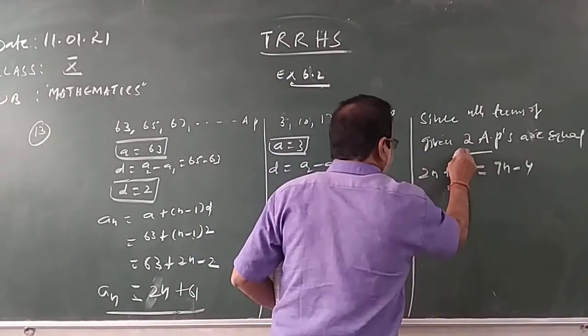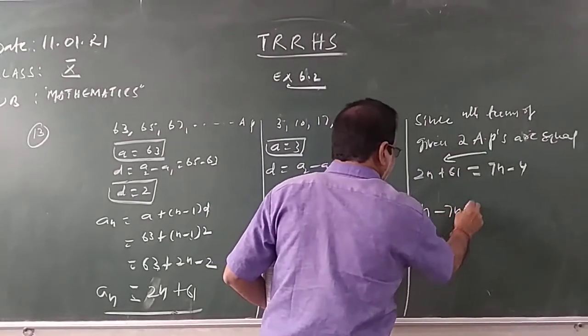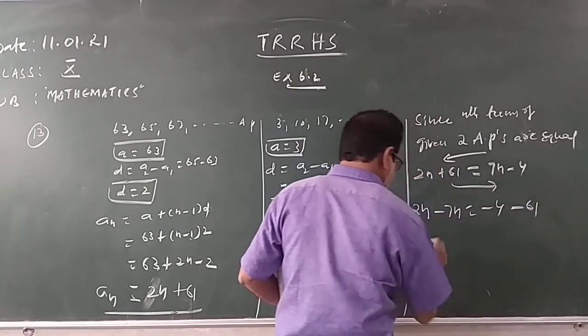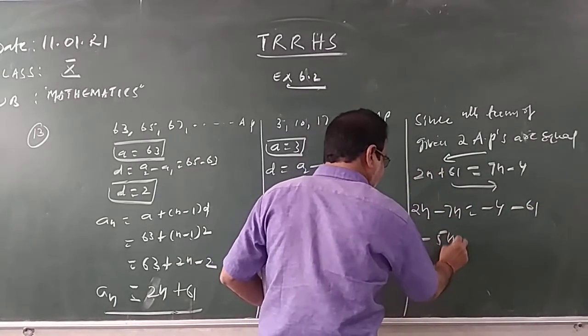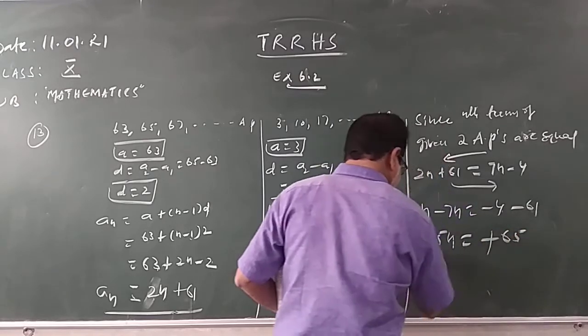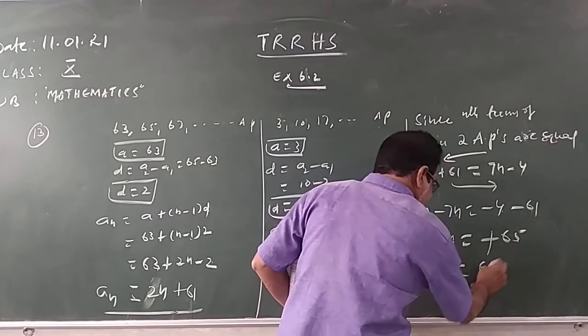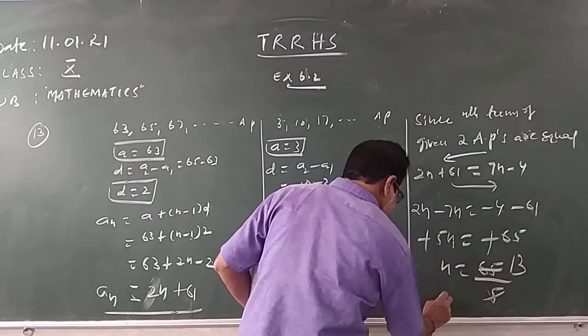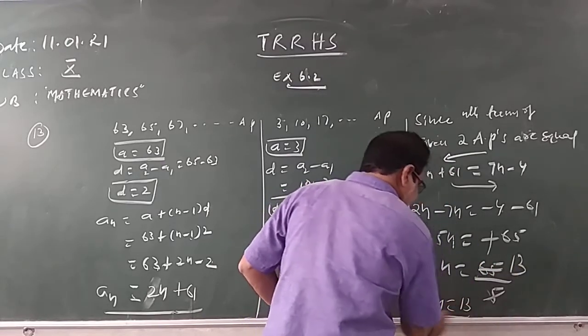2n plus 7n shifts to the left side, minus 7n plus 61 shifts to the right side. 2n minus 7n is minus 5n, minus 4 minus 61 is minus 65, minus cancels. n is equal to 65 by 5, which is 13. So n is equal to 13.